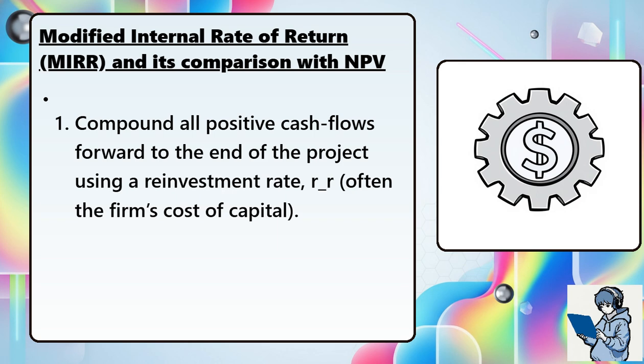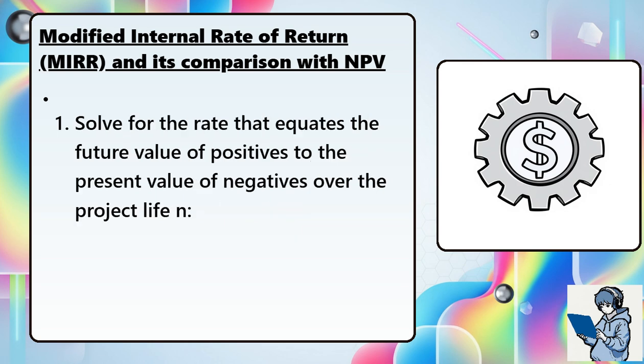Step 2. Compound all positive cash flows forward to the end of the project using a reinvestment rate, RR, often the firm's cost of capital. Future value of positives equals the sum over t, where Ct is greater than 0, of Ct times (1 plus RR) raised to the n minus t. Step 3. Solve for the rate that equates the future value of positives to the present value of negatives over the project life, n. MIRR equals the fraction of future value of positives over present value of negatives, raised to the power 1 over n, minus 1.